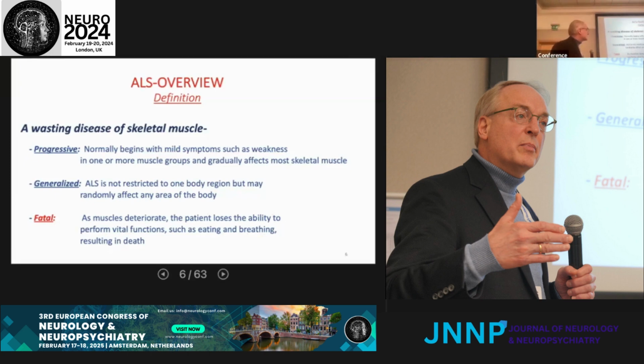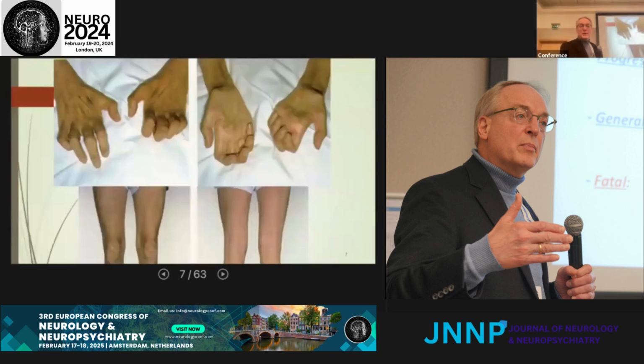It's generalized, it's not restricted to one body region, it may randomly affect any part of the body. 25% it's bulbar, which is the area of my research for the most part. Spinal onset is 75%, and very rarely, patients will present with respiratory symptoms as their presenting symptoms. Unfortunately, this is a fatal disease, and that's why we're working hard to see what changes can come about.